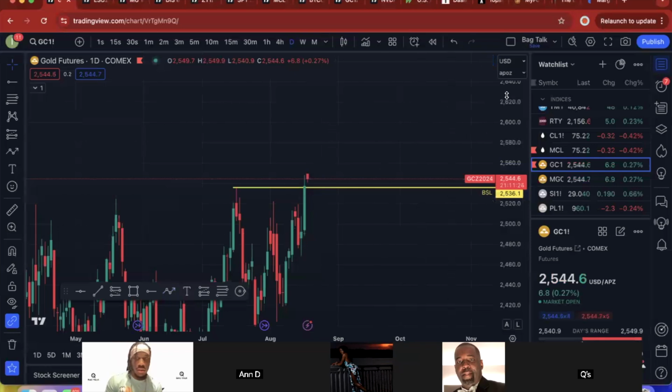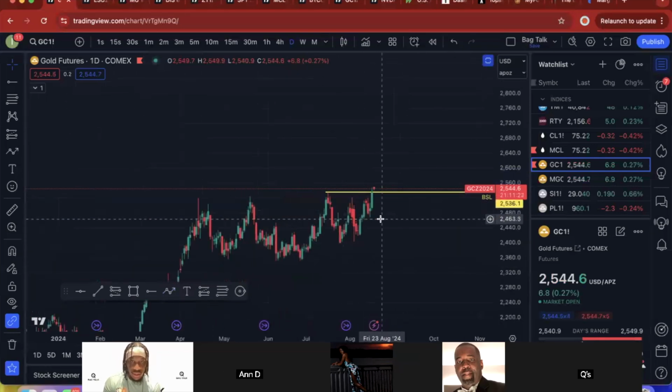If gold doesn't start trending, I just don't want to trade it. There are other tickers that are trending, so I don't want to trade it. If we're going to break this consolidation for real, we need to break it with a fair value gap. All right.